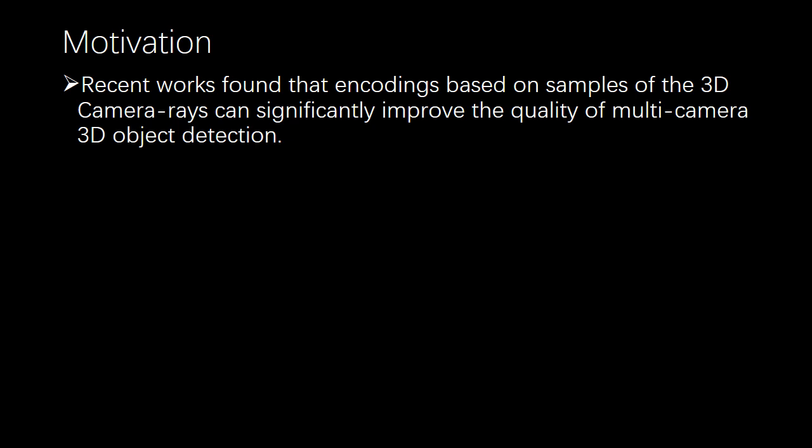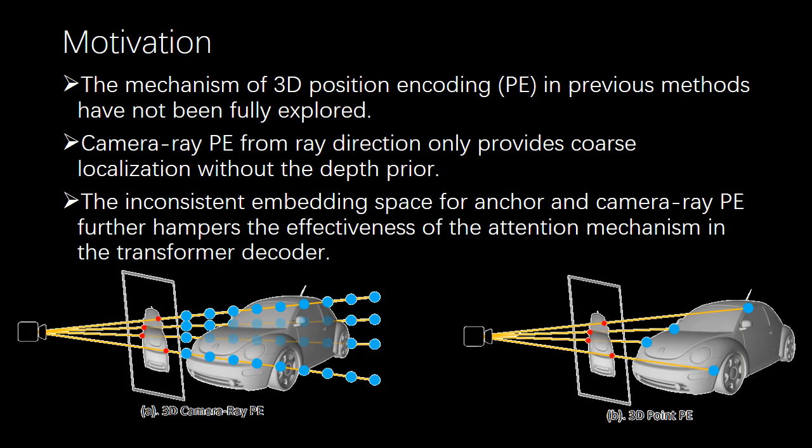Recent works found that encodings based on samples of the 3D camera rays can significantly improve the quality of multi-camera 3D object detection. However, the mechanism of 3D position encoding, PE, in previous methods has not been fully explored. Besides, camera ray PE from ray direction only provides coarse localization without the depth prior, and the inconsistent embedding space for anchor and camera ray PE further hampers the effectiveness of the attention mechanism in the transformer decoder.